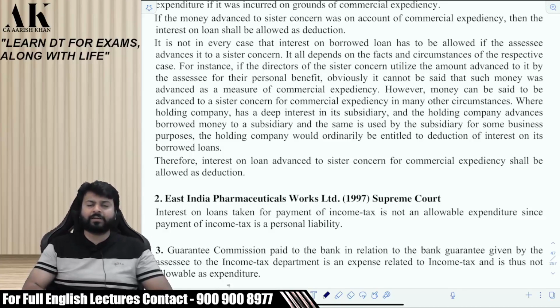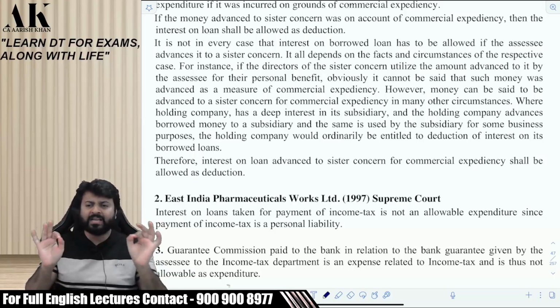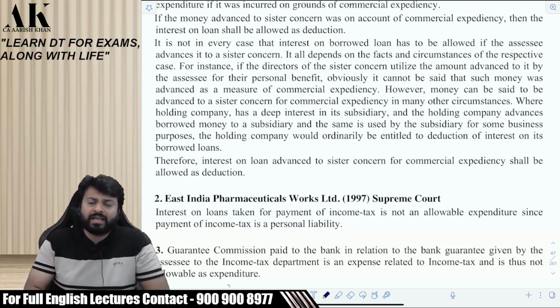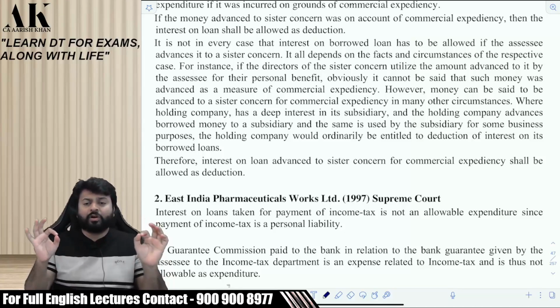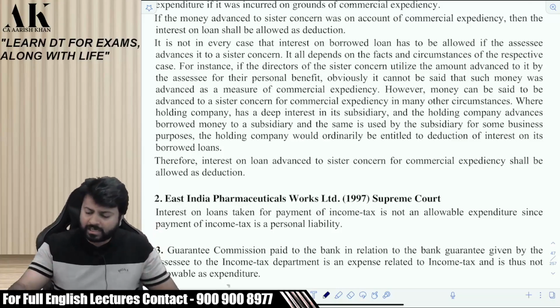However, money can be said to be advanced to a sister concern for commercial expediency in many other circumstances, where the holding company has a deep interest in its subsidiary and the holding company advances borrowed money to the subsidiary and the same is used by the subsidiary for some business purpose. The holding company would ordinarily be entitled to deductions of interest on its borrowed loan. Therefore, interest on loan advanced to a sister concern for commercial expediency shall be allowed as deduction.